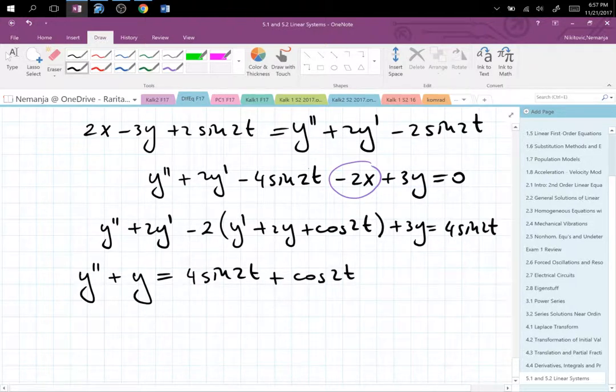Plus 2y prime minus 2y prime, that dies. And then you have plus y is equal to 4 sine 2t plus cosine 2t. Hold on. It's negative 4y plus 3y, so it's negative y. You can see it's a negative 4, and then plus 3 is negative 1. Pay attention.